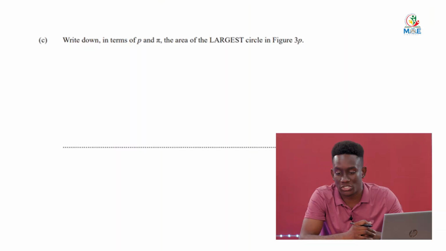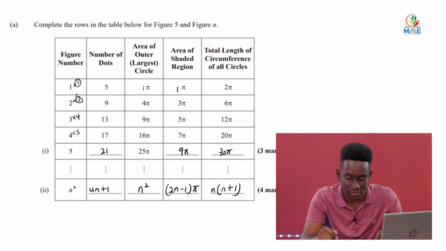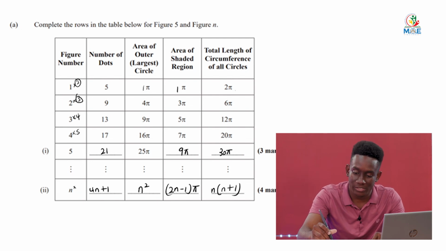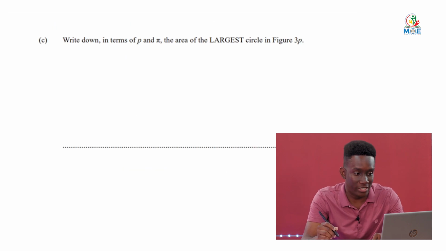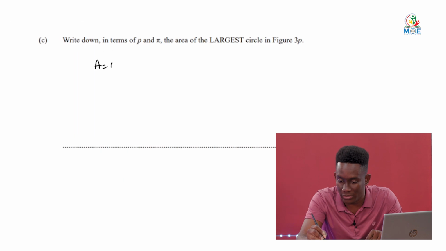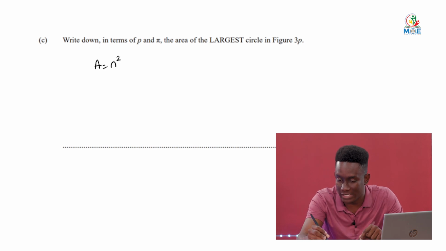So the last question says, write down in terms of p and pi the area of the largest circle in figure 3p. So we see we're dealing with figure 3p. So in this case, we see the figure numbers represented here. So they want the area of the largest circle. So we know the formula to find area is equal to n squared. And in this case, we're talking about figure 3p. In this case, n would be equal to 3p.